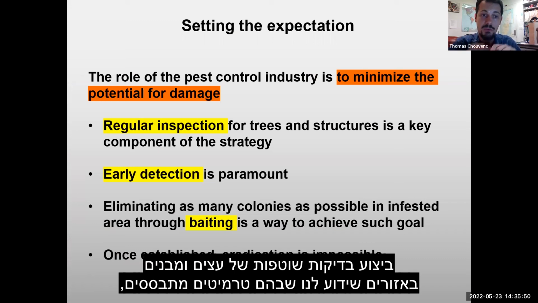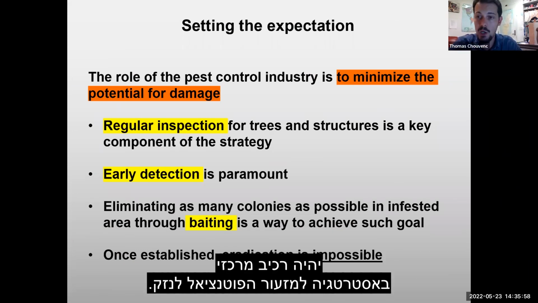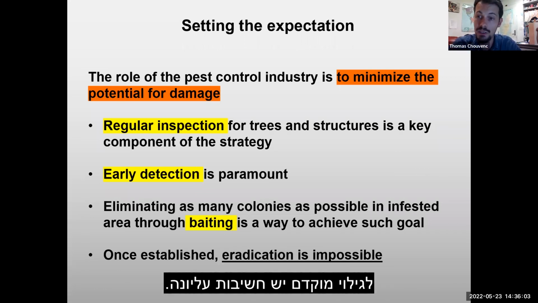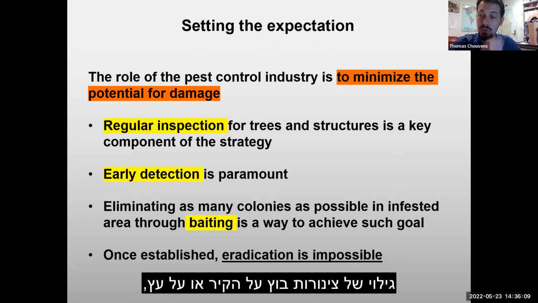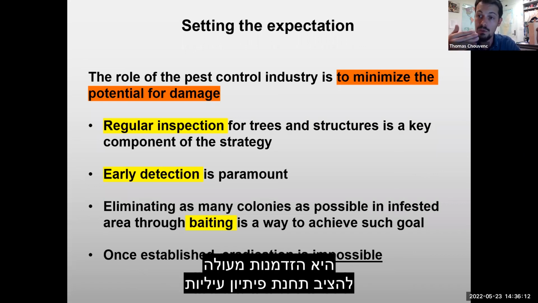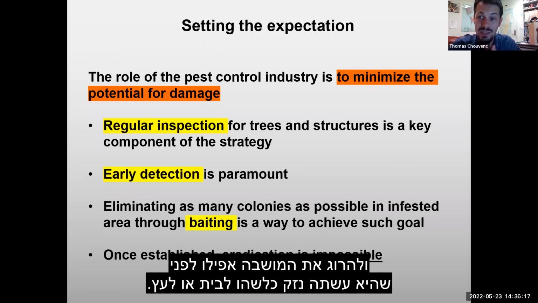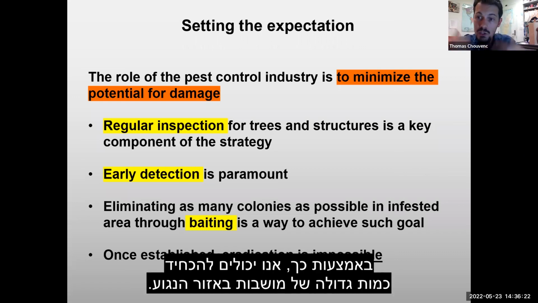The implementation of regular inspection of trees and structures within the areas where we know Formosans are established is going to be a key component of the strategy to minimize the potential for damage. Because early detection is paramount. Seeing mud tubes on a wall or mud tubes on a tree is a great opportunity to place an above ground bait station, for example, and kill the colony even before it has done any damage to the house or the tree. And by doing so, we can eliminate as many colonies as possible in this infested area.